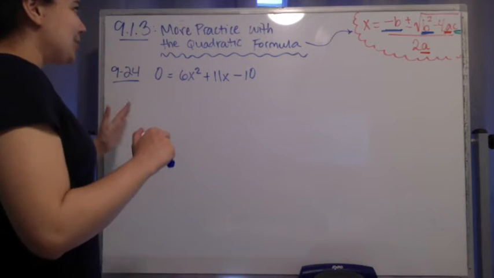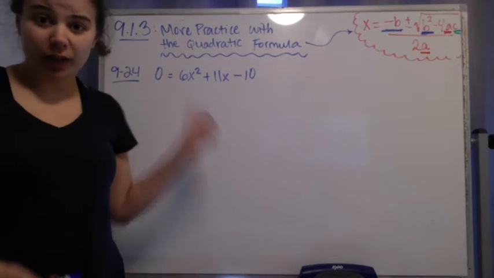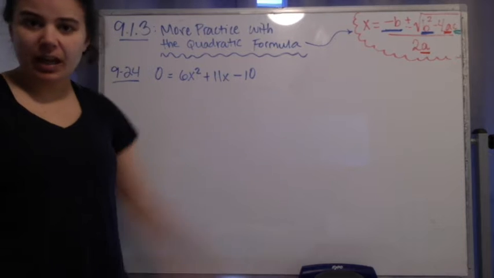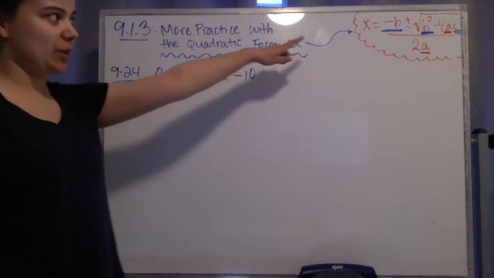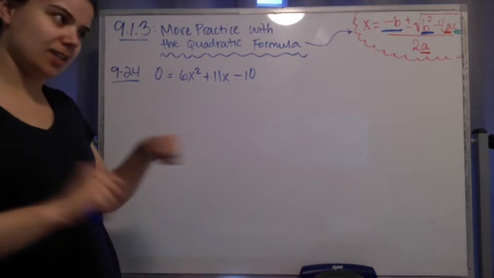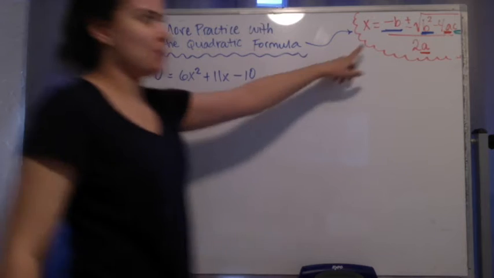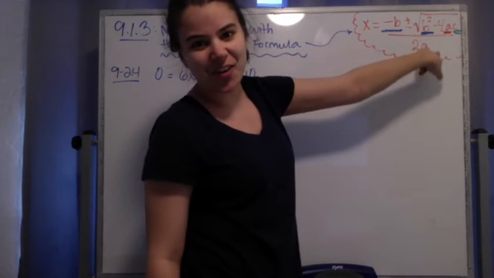So today we are going to be doing section 9.13. We're going to be getting some more practice solving equations that look like this, and practicing what we learned about last time with the quadratic formula. Sing it with me. X equals negative b plus or minus the square root of b squared minus 4ac all over 2a.